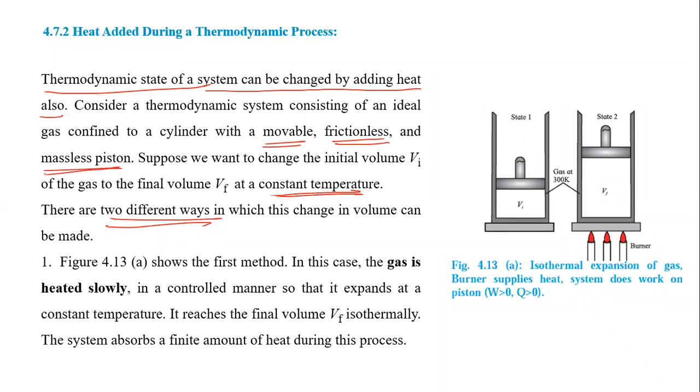So you can see here the diagram, this is state 1, and this is state 2. This is the initial volume Vi. Now this is the final volume Vf, and it is at constant temperature. You can see here we are heating the gas, but temperature must be constant here.